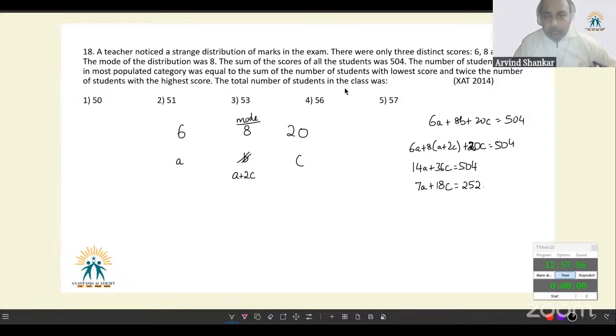The total number of students in the class was... So the total number of students that is being asked is A plus 2C plus C, or we are looking for 2A plus 3C. We're looking for the value of 2A plus 3C. Again, we have just one equation, two variables. How do we solve this?